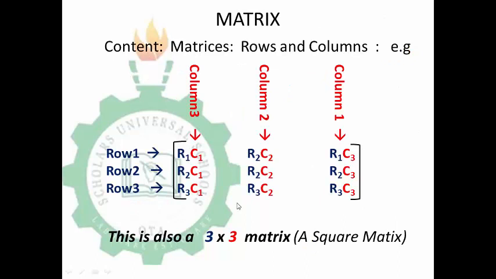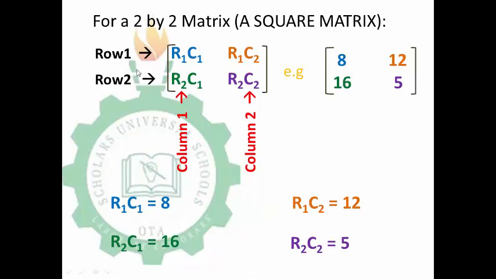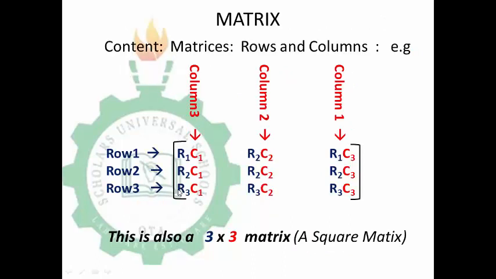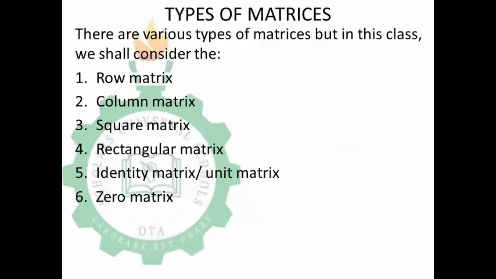So you can also have other matrices. Don't forget that you have just 2 columns and 2 rows here. You can equally have things like this, where you have 3 columns, column 1, column 2, column 3, and you have row 1, row 2, row 3. So this is simply called a 3 by 3 matrix. So let us take a look at the types of matrices we have. We have what we call a row matrix.